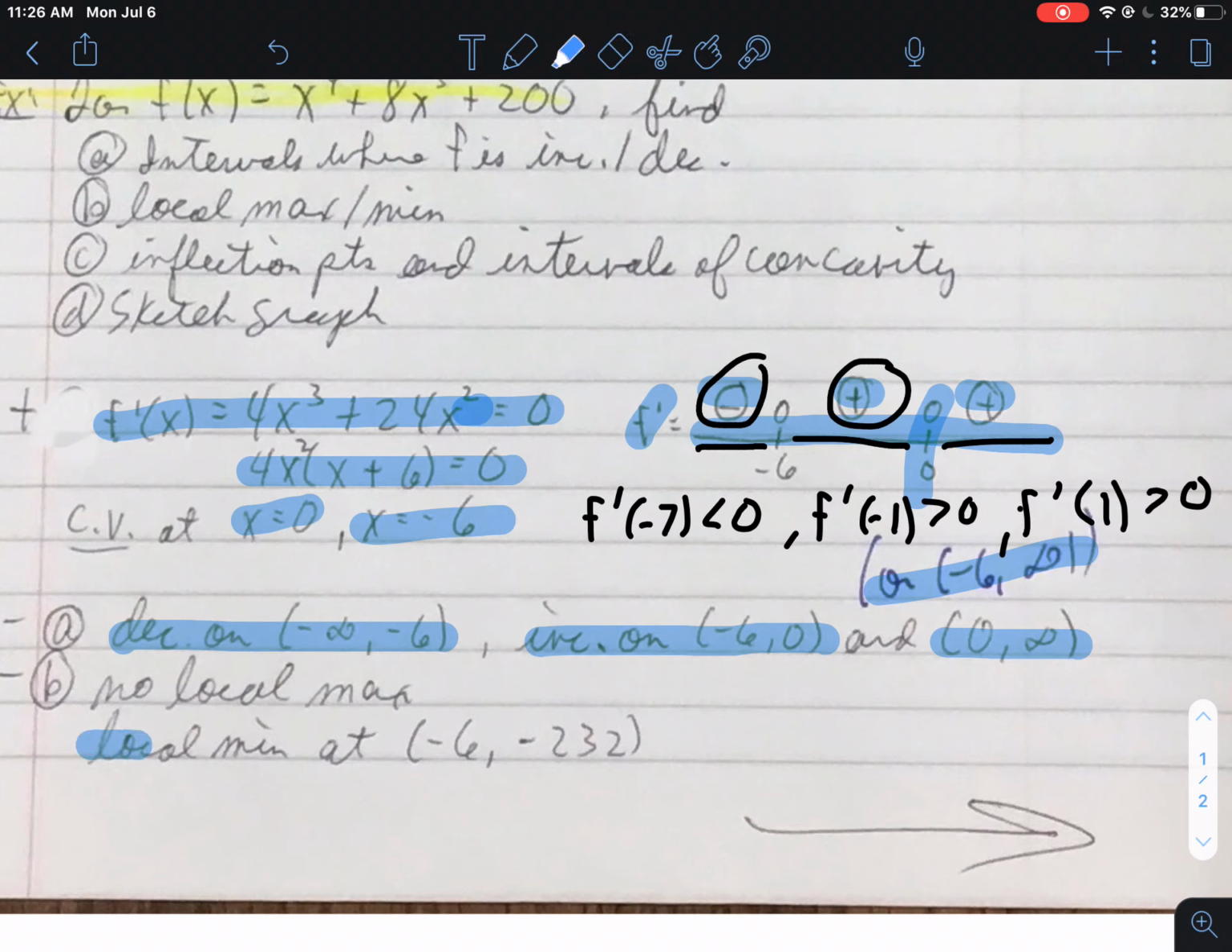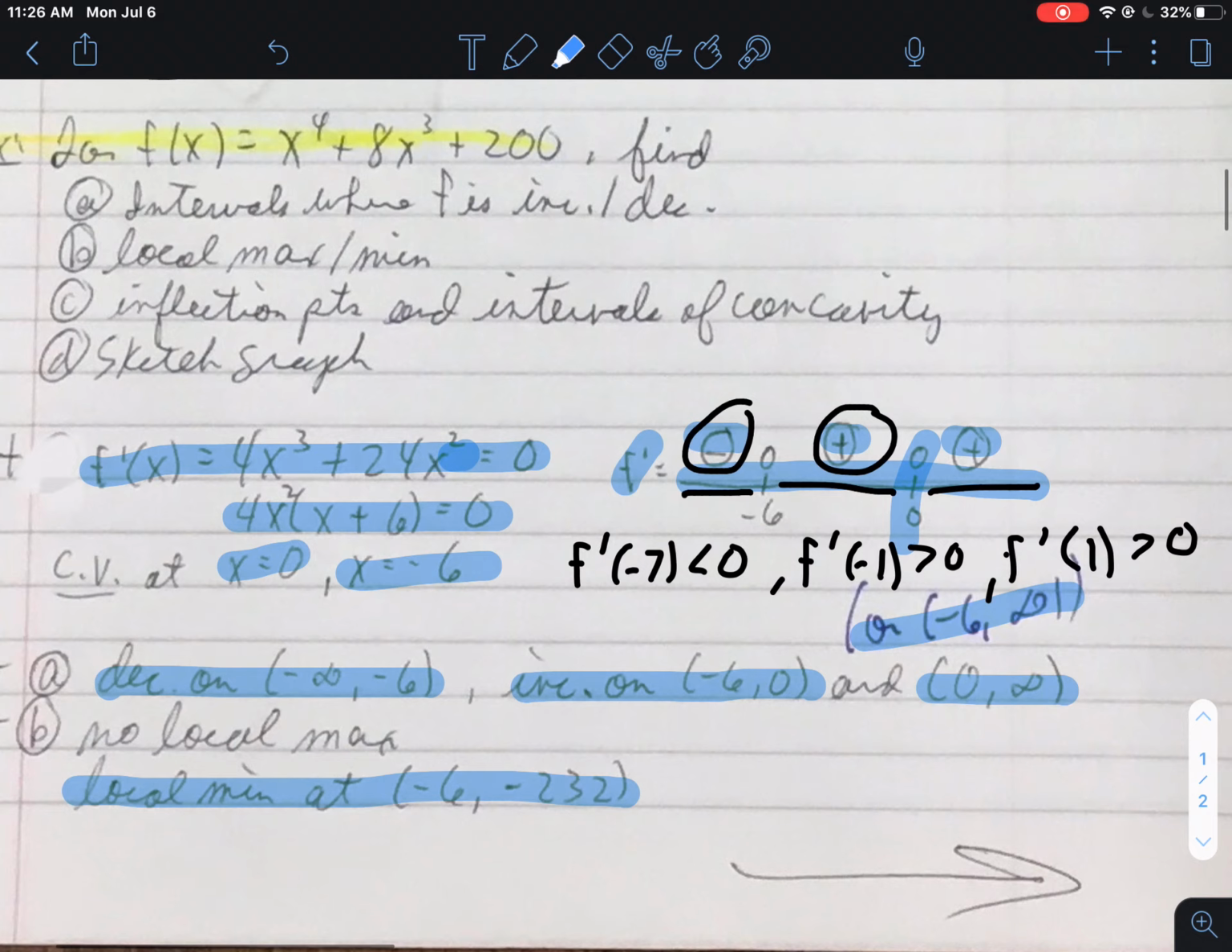Now I went ahead and plugged negative 6 into my function to get the point on the graph, because I am going to sketch the graph. So I plugged it into the function itself. And if you plug negative 6 back into f, you will get negative 232. So there is a local min there. Now notice there is no local max in this case. There's no guarantee you ever have either one or both. There is no place where I went from increasing to decreasing, so there is no local max for this particular function.